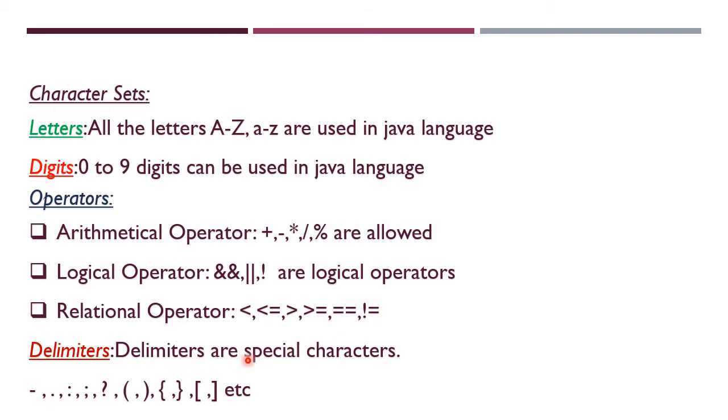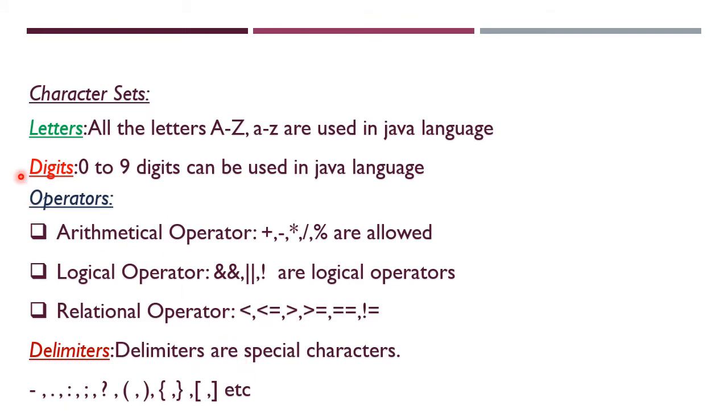Understand? Next one is delimiters. What are delimiters? Delimiters are special characters in Java. Which symbols are used as delimiters? Hyphen is used as a delimiter. Next, dot is used as a delimiter. Next, colon and semicolon are used as delimiters. Next, question mark is used as a delimiter. Next, round braces, curly braces, square braces, and many more. These special characters are called delimiters.